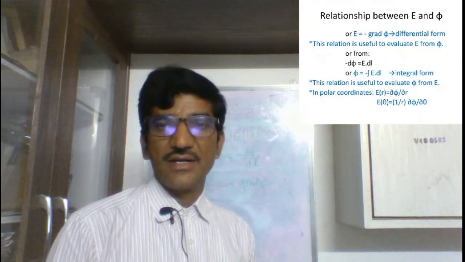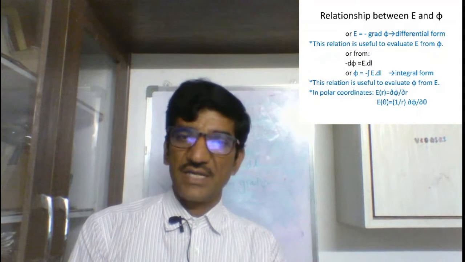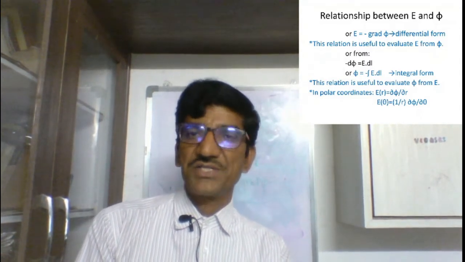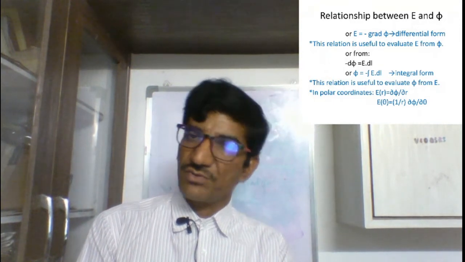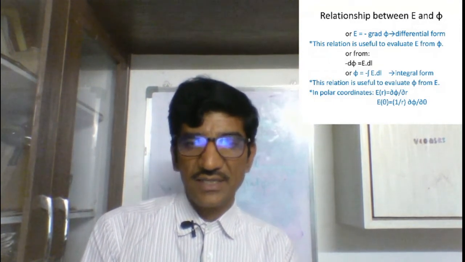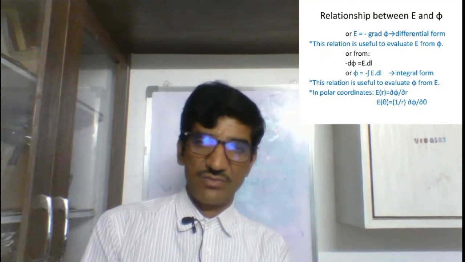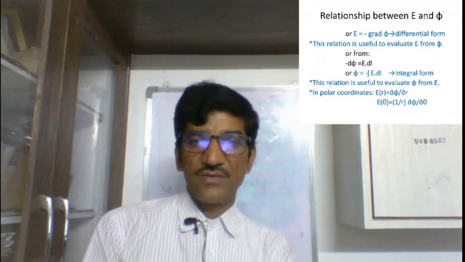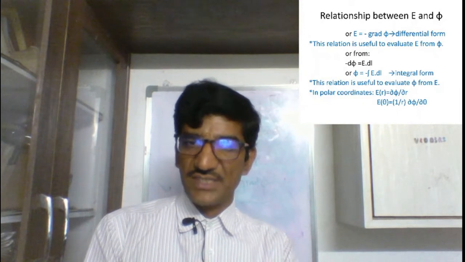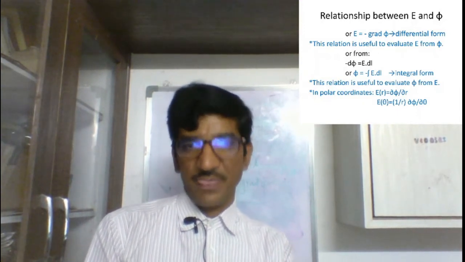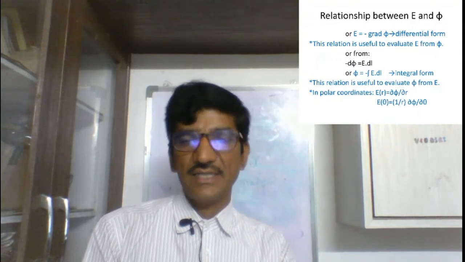Now where is it useful? You can use this relation whenever the potential is given in the problem. Then you have to find the grad phi with minus sign, and that will give you the electric field. Just now we discussed that directly evaluating E will be difficult. In that case, we will evaluate the potential phi first, then find grad phi, and grad phi with minus sign will give you the electric field.